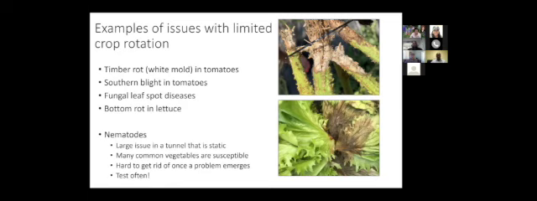And get tests often. I know I mentioned the nematode lab. Every year you should be taking a soil test to the nematode lab to see where you're at. Because if you start to get some numbers built up, you need to mitigate that as quick as possible.